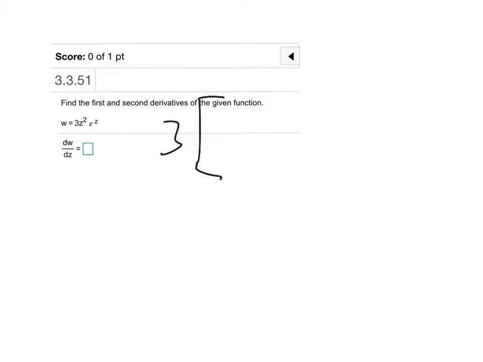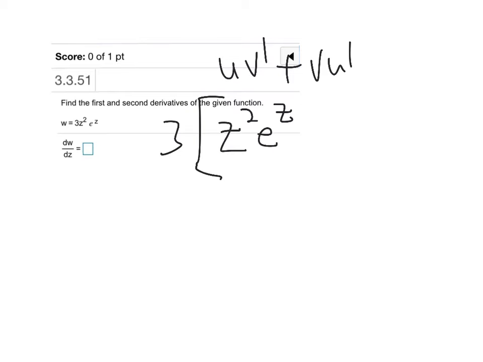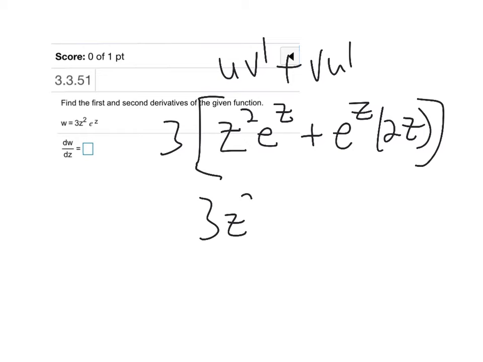Now I'll use the product rule. Remember, the product rule is u v prime plus v u prime, or the reverse. So z squared times e to the z, because the derivative of e to a variable is just itself, plus e to the z times 2z. And I don't think we can clean much up, so 3z squared e to the z plus 6z e to the z.